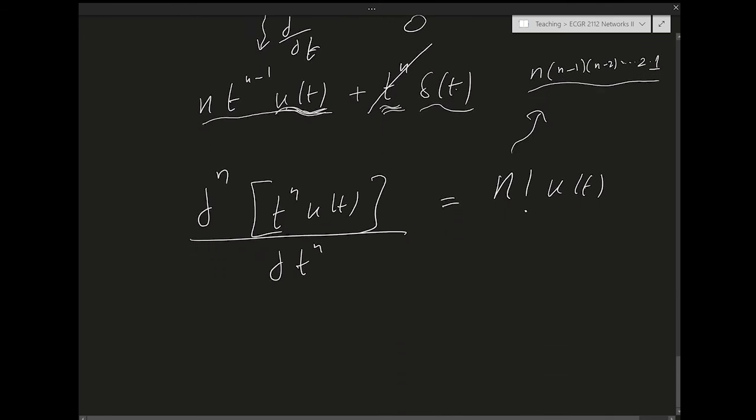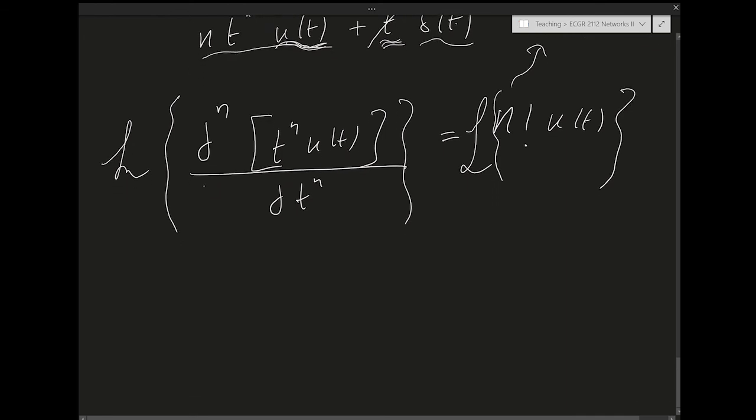Okay, now we can take the Laplace transform of both sides. I take the Laplace transform of this and it equals the Laplace transform of this. Here we have the Laplace transform of t to the n u of t, differentiated n times. In the Laplace domain, each differentiation is equivalent to multiplication by s, so this is s to the power n, because I do the differentiation n times. The Laplace transform is linear, so I can take the n factorial out.